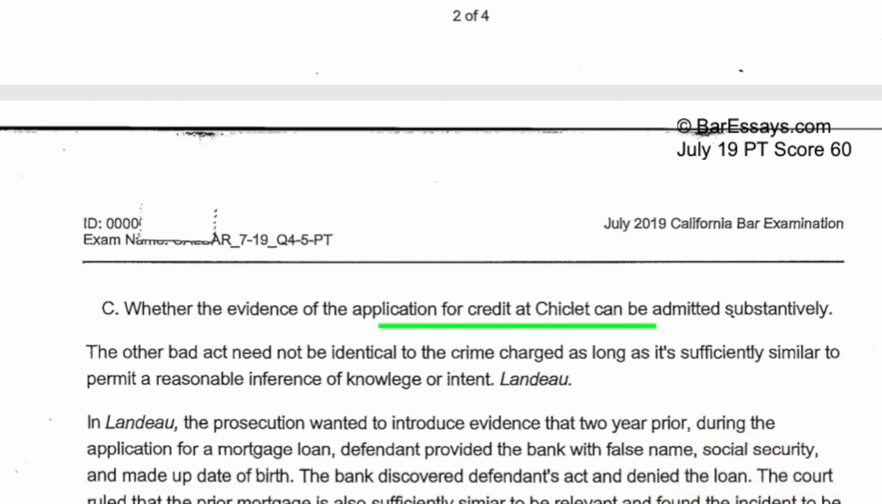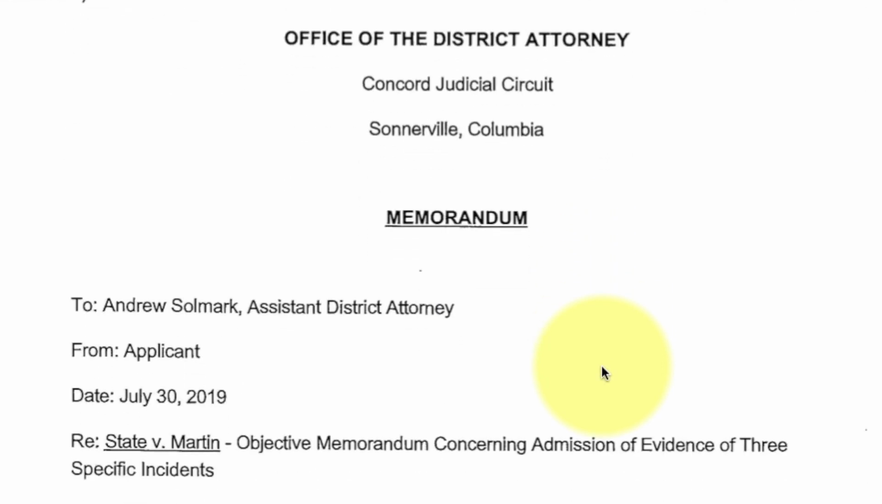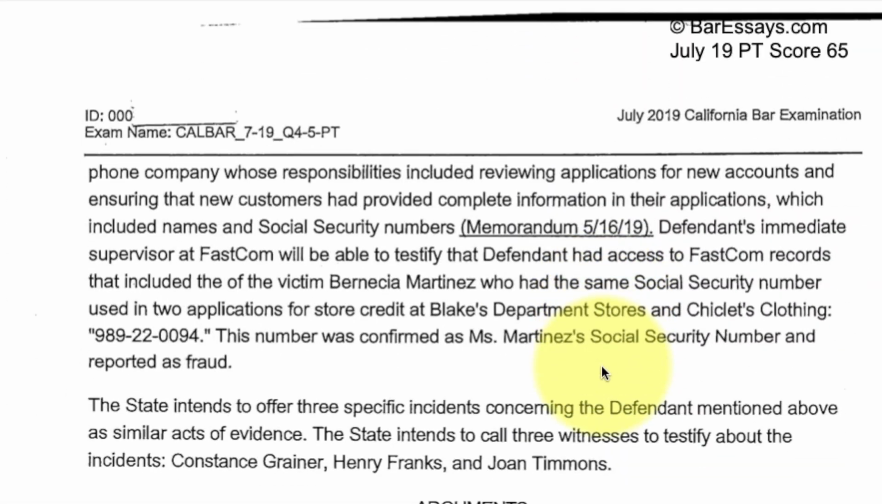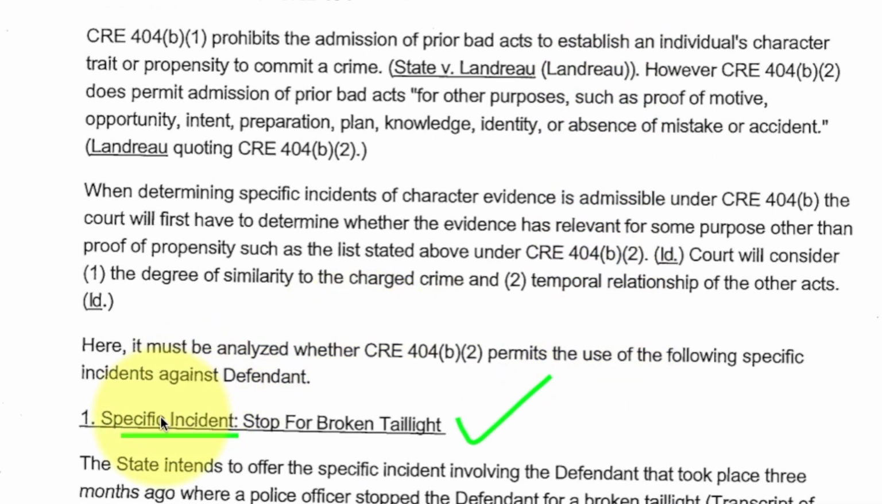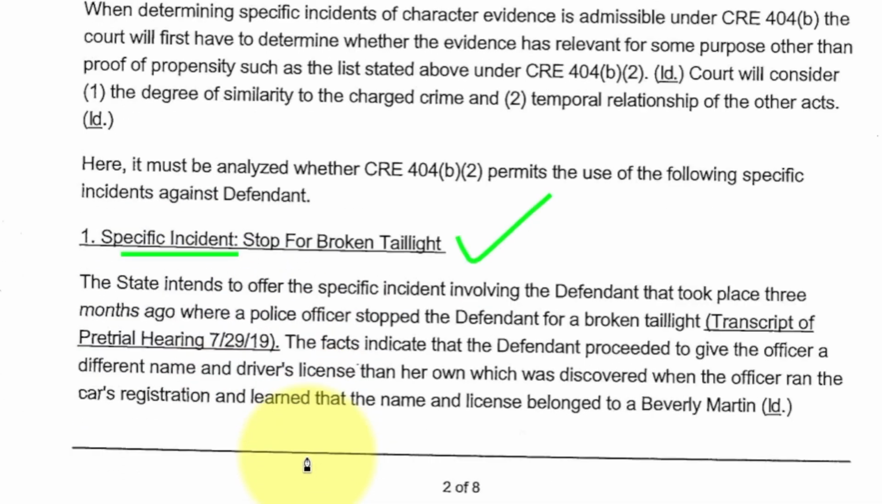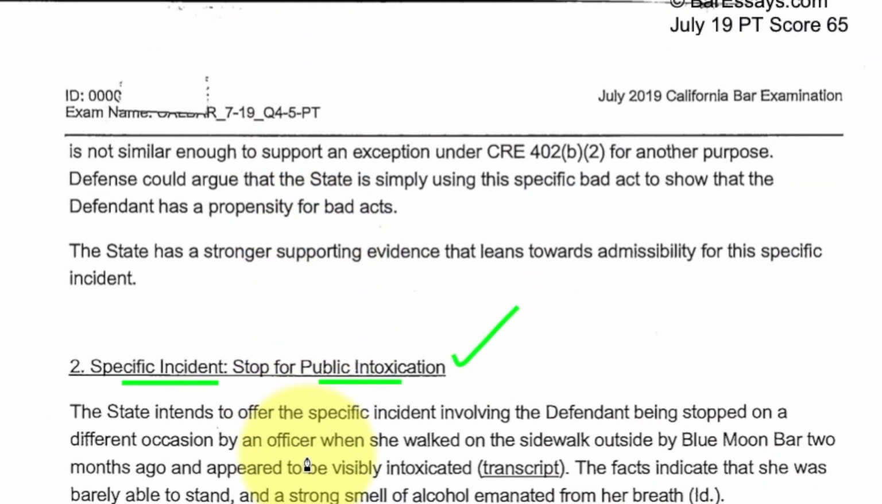Let's look at another example here. This example, again, is property of BARESSAYS.com. And we're still looking at July 2019. And in this particular example, the examinee received a 65. They find the major issues. Let's see. So they go into, okay, the argument section. And they make a heading there. That is the proper issue. All right. The proper incident there. And then they found the second one. Right there, look, public intoxication.